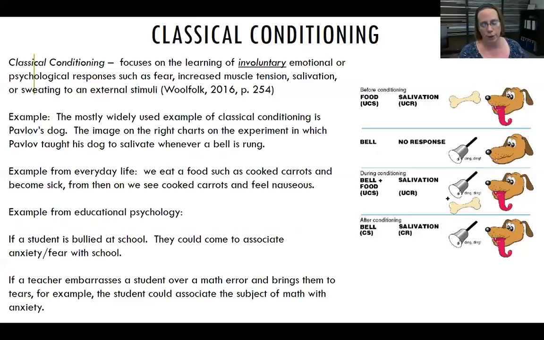Learning should be fun to a certain extent. Here's another example. If a teacher embarrasses a student over a math error and brings them to tears, for example, the student could come to associate the subject of math with anxiety. So what happens for some students is they develop fears of certain subjects because they don't do very well in them. There are a lot of factors that play into that.